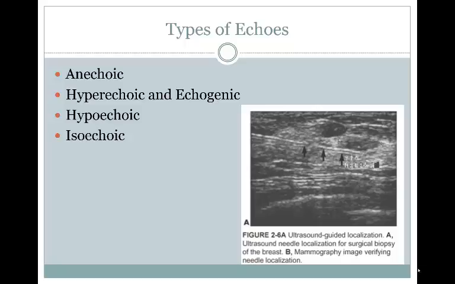Hyperechoic or echogenic structures appear light gray or white because of their strong reflections, for example stones, bones, or biopsy needles. Hypoechoic structures are not quite anechoic, which means they have some echo, but they appear dark gray. For example, the GI tract is like that. Isoechoic structures appear to have the same echogenicity even though the tissues are different.